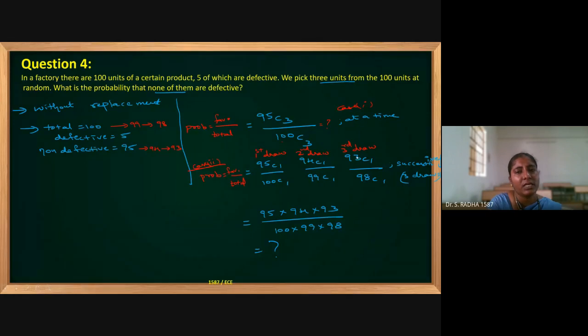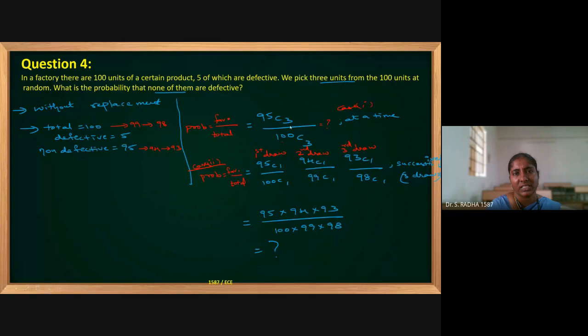Now in the third draw, when the second draw is also completed, non-defective will be 93 present and total now 98, hence 93 C1 is favorable and 98 C1 is the total outcome. This is the case when you take 1 by 1 without replacement: first draw, second draw, third draw. And all at a time, it is 95 C3 over 100 C3, because you are not going to put it back. So you can take it one by one, or in one single stretch, you can take 3 units out.